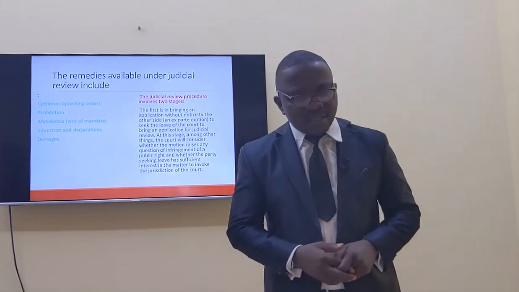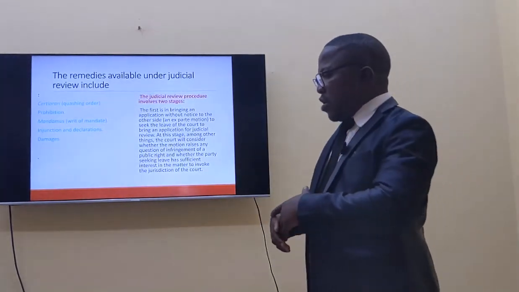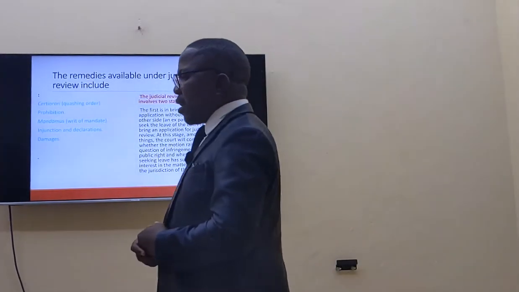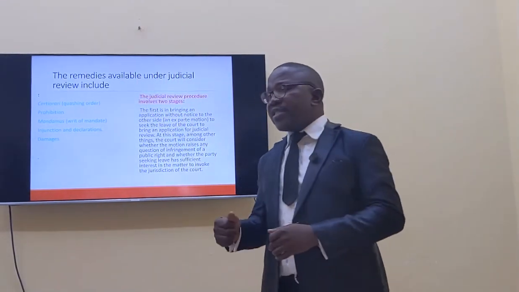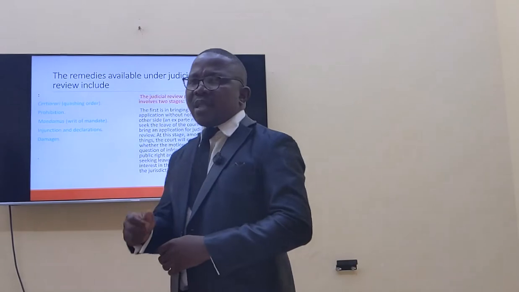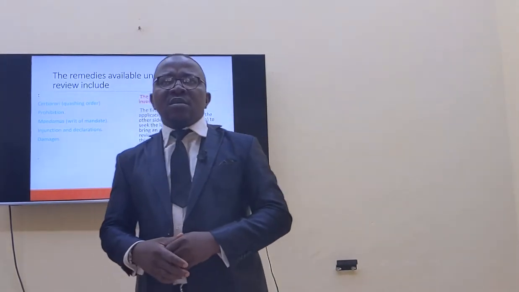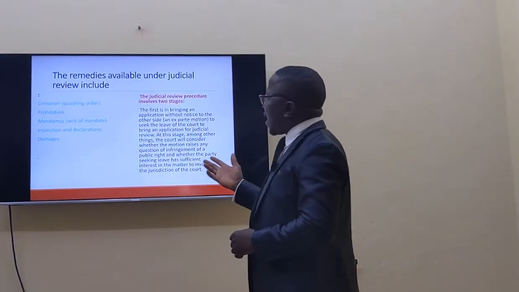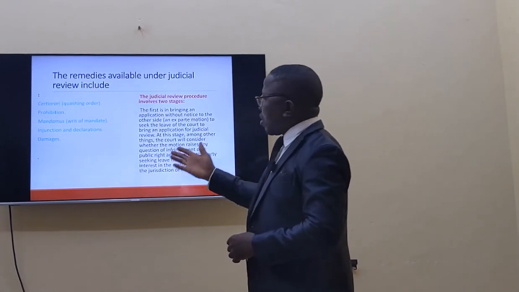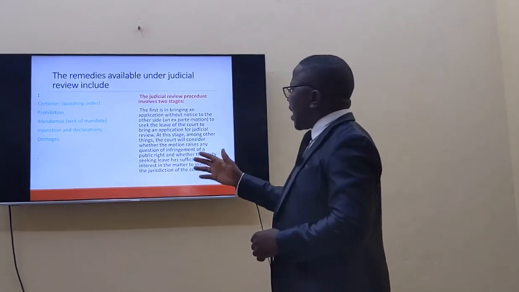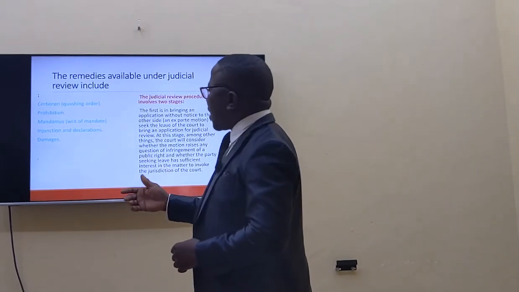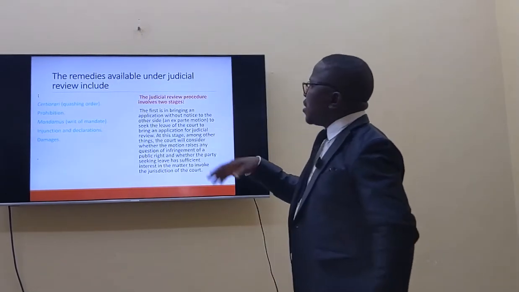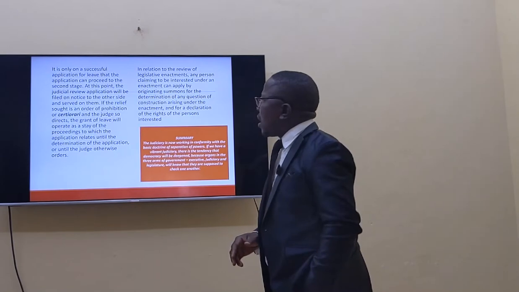For instance, the governor might give an order. Somebody might head to court, and once there is a pronouncement quashing such order, it stands. So those remedies are available. There are prohibition, there is mandamus, that's the writ of mandate. There are injunction, declaration and damages. So we are going to look at these remedies one after the other.